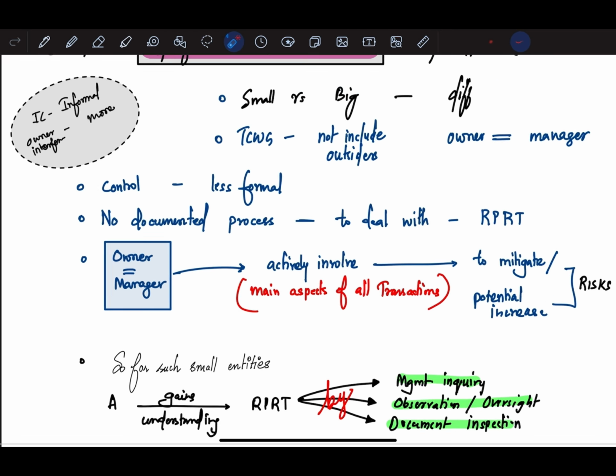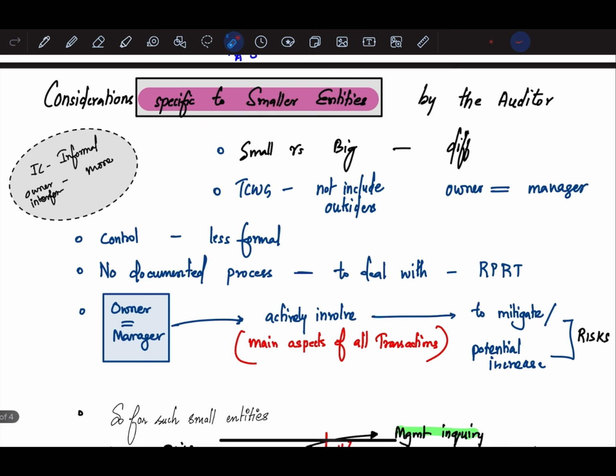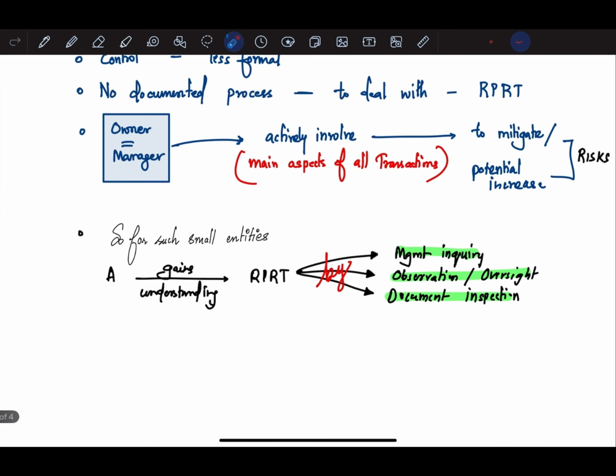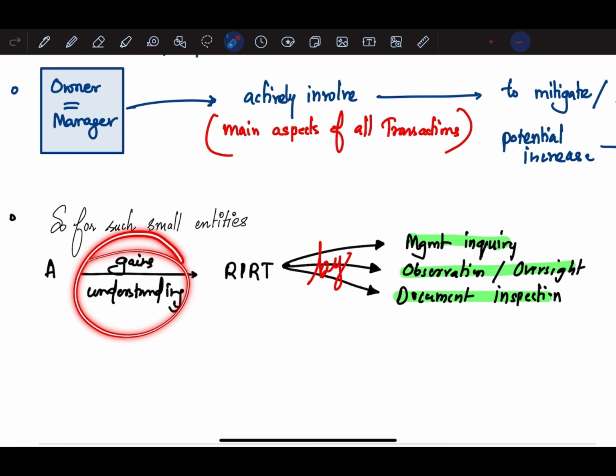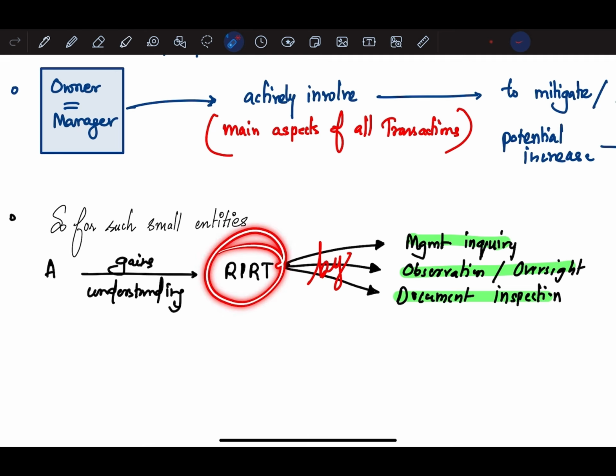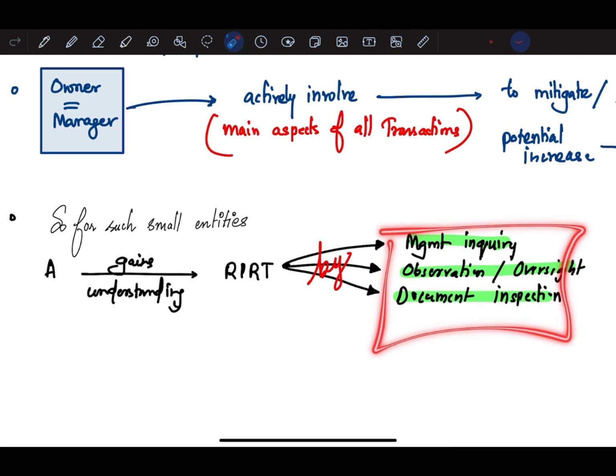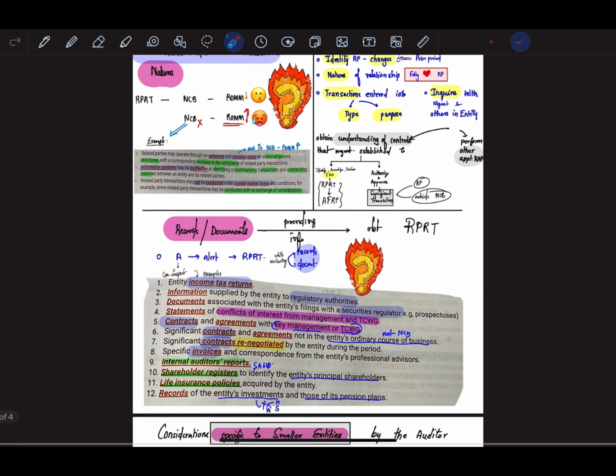So there are a few specific considerations in case of small entities which the auditor needs to keep in mind. What are those specific considerations? He will understand related party relationships and transactions by management inquiry, by observation or oversight, and by document inspection. This can be asked in the form of an MCQ. So we're done with this standard.